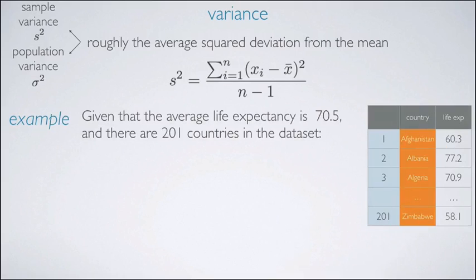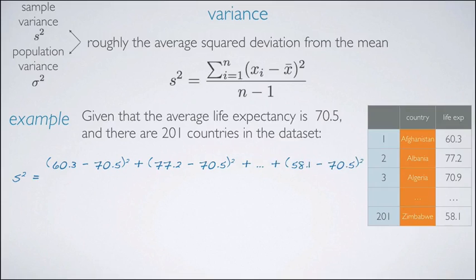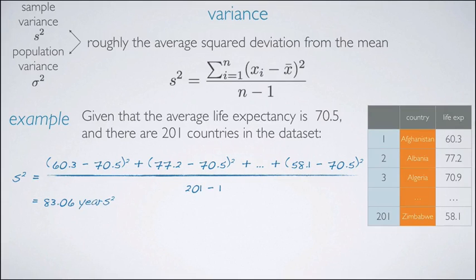Let's take a look at this example. Given that the average life expectancy is 70.5 and there are 201 countries in the data set, we can calculate the variance. The first country is 60.3 minus 70.5 away from the mean, and we square this difference, and then we add the squared deviation from the mean for the next country, and the next, until we reach the last one. Finally, we divide by the sample size minus 1. And the variance comes out to be 83.06 years squared.